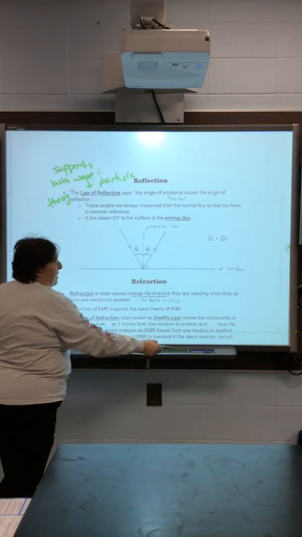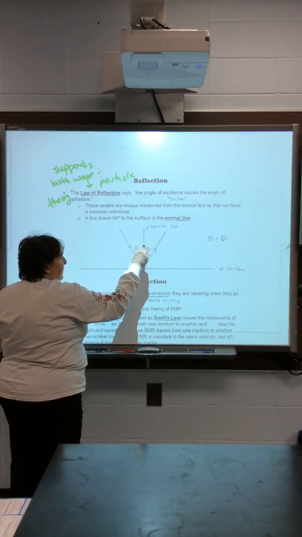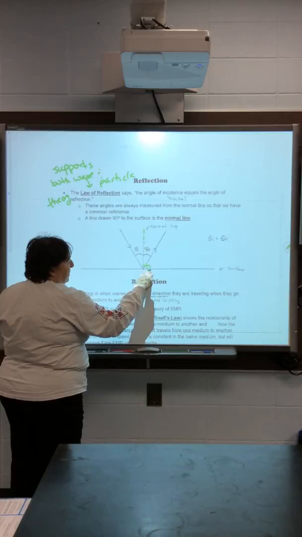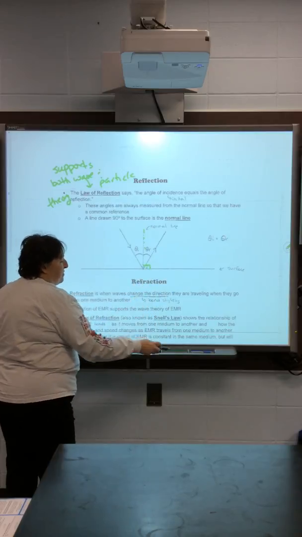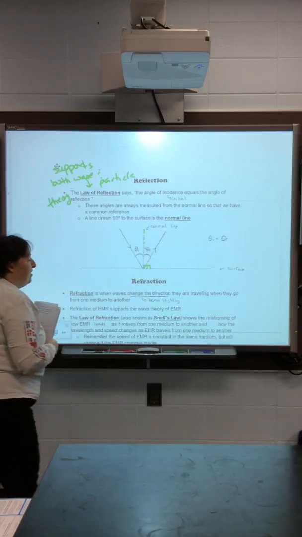Okay, this is really important that we understand that the normal line is going to be 90 degrees to the surface area, and that the angle of incidence is going to be equal to the angle of reflection.